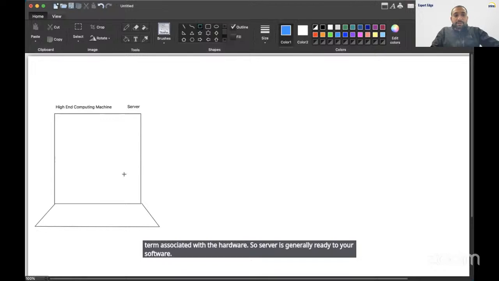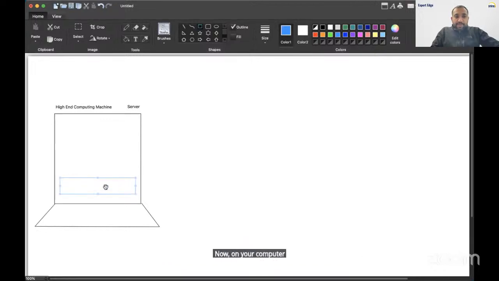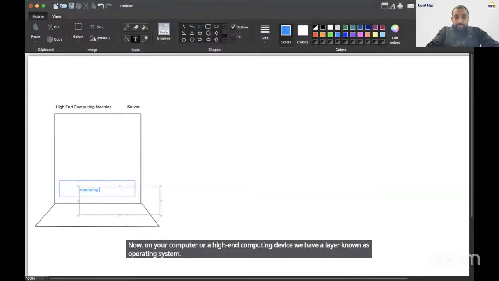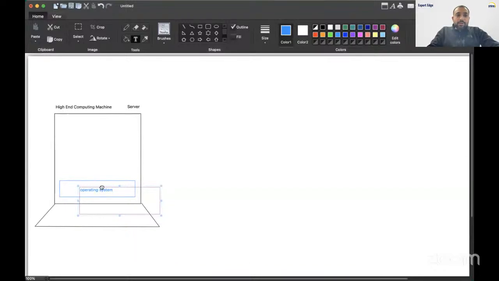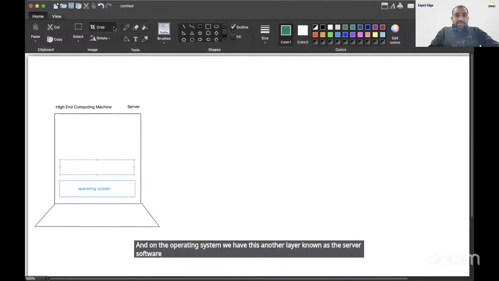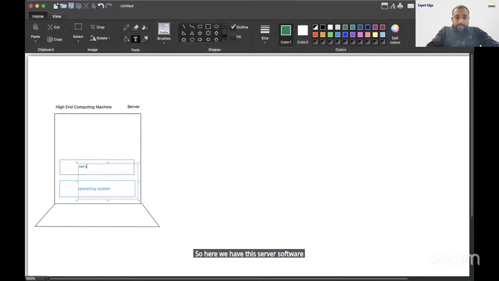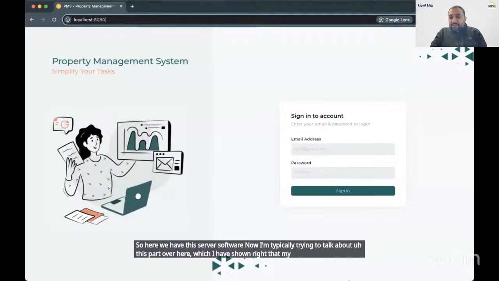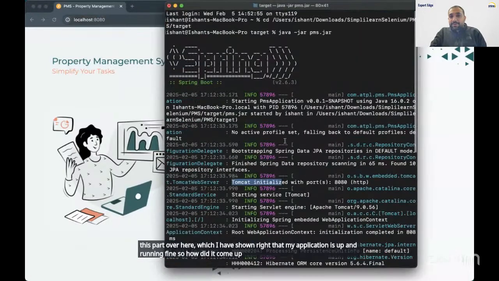Now, on your computer or a high-end computing device, we have a layer known as the operating system. And on the operating system, we have another layer known as the server software. So here we have this server software. Now I'm typically trying to talk about this part over here, which I have shown, right? That my application is up and running fine. So how did it come up? I just executed a command known as java -jar, right? So this was my command.